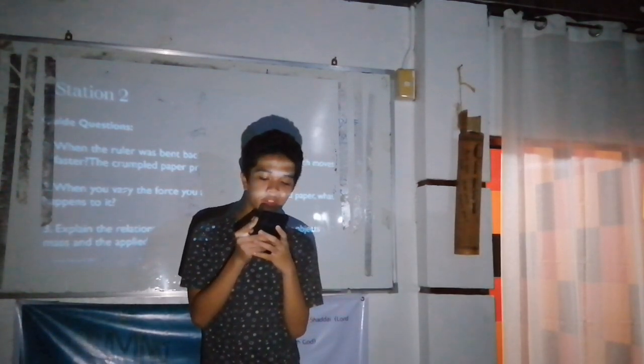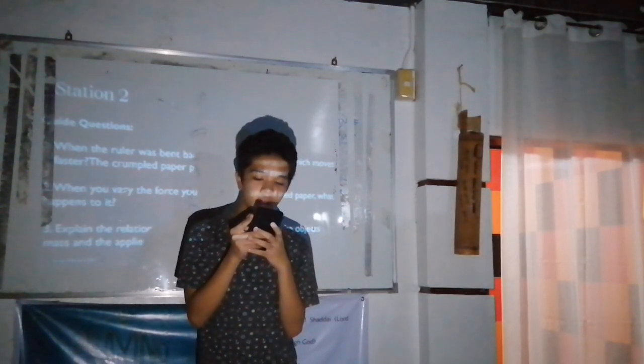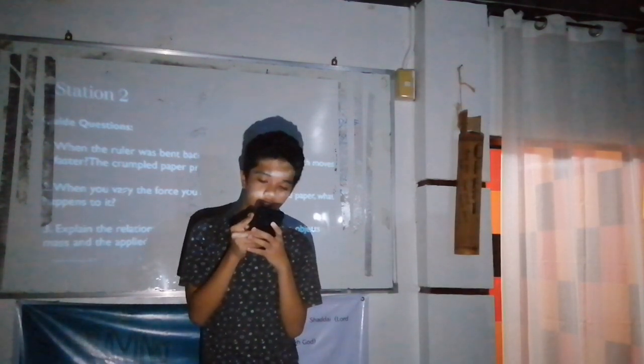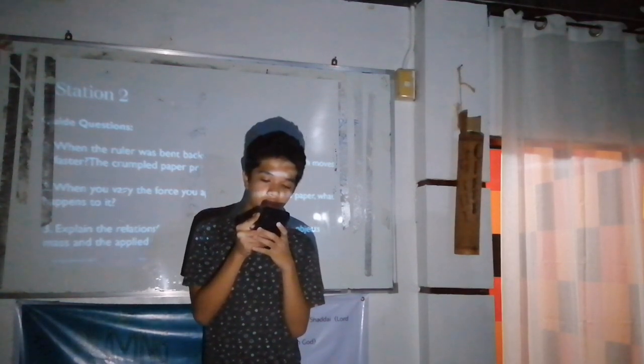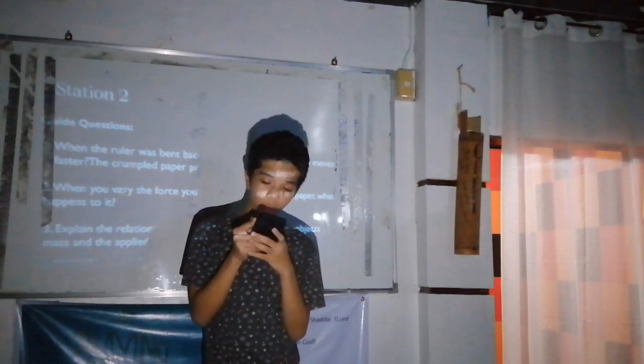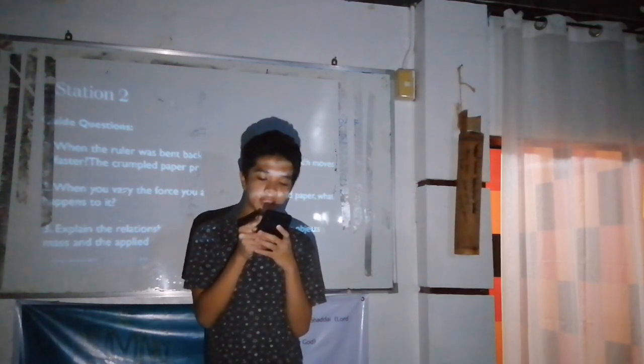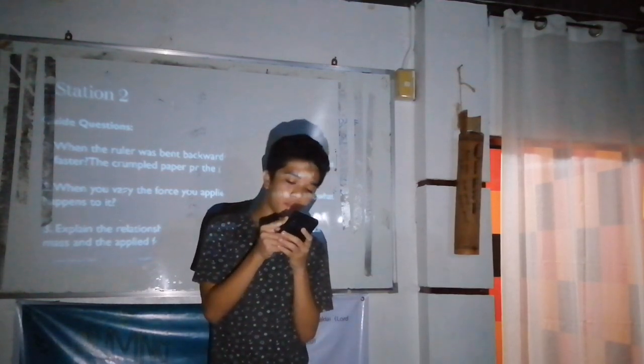Station 2 guide questions. Number 1. When the ruler was bent backward, constant force, which moves faster? The crumpled paper or the stone. Why? The crumpled paper because it has less mass than the stone. Number 2. When you vary the force you applied to the crumpled paper, what happens to it?